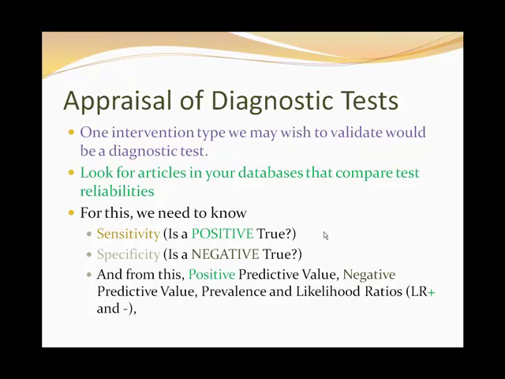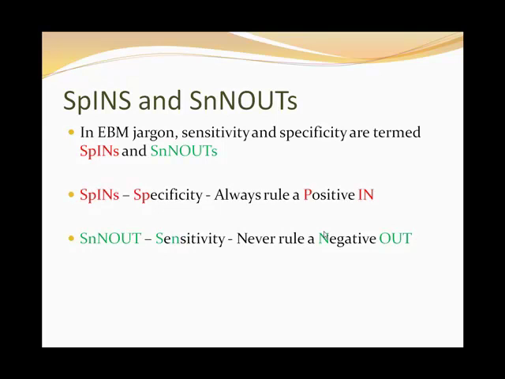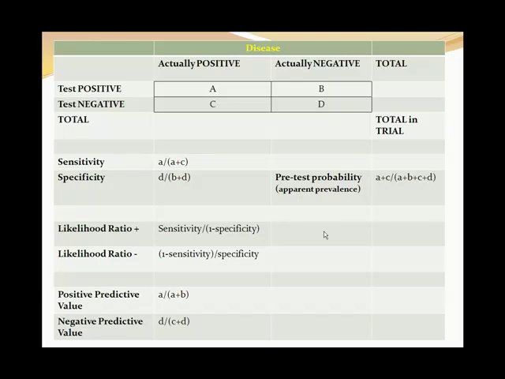But essentially, all of these are based on 4 numbers. Now, in evidence-based medicine, sensitivity and specificity is termed SPIN and SNOUT. Just to help you remember which they are, with specificity, you always rule a positive in, and with sensitivity, never rule a negative out. So as I said before, all of those calculations are based on 4 numbers. There's the number which tested positive out of the group, and the number that actually tested positive, and the number that tested negative as opposed to the number that were actually negative, and the total in the trial.